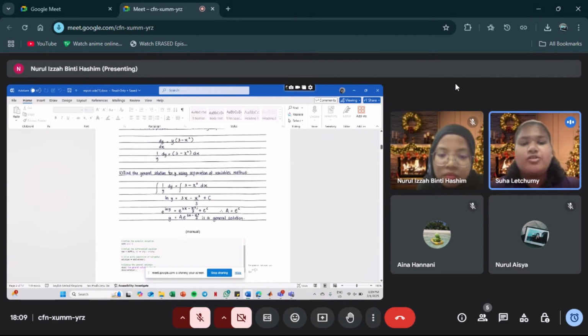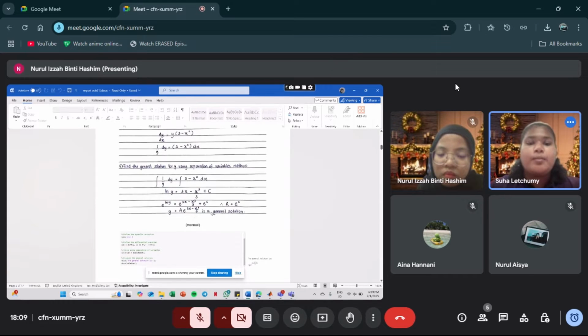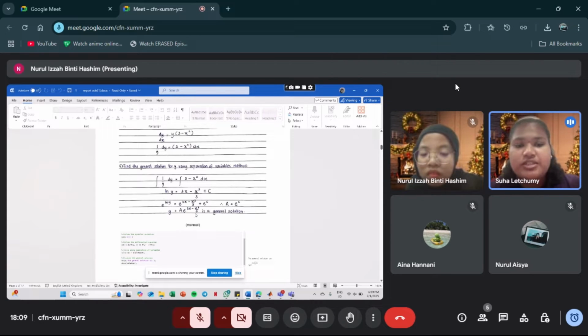Then we need to take the exponent of both sides. We will get e to the power of ln y equals e to the power of 3x minus x cubed over 3 plus e to the power of c. So we will let e to the power of c equal a. Replacing e to the power of c with a, we find the general solution is y equals a e to the power of 3x minus x cubed over 3.